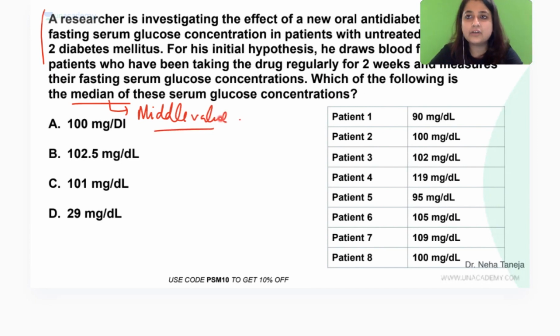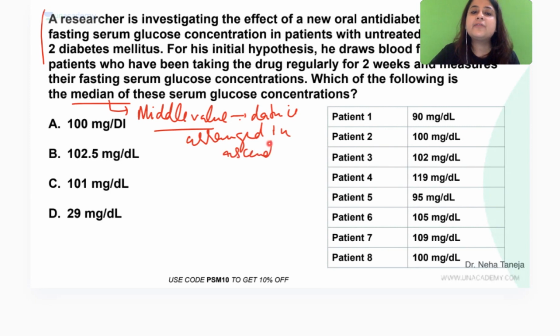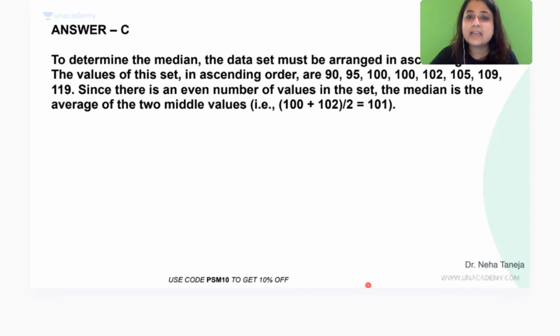Is median a measure of central tendency or a measure of dispersion, everybody? Central tendency, mean, median, mode, they are the measures of central tendency. Very good. So here it is the middle value when data is arranged in ascending or descending order. How many of you arranged it in the ascending or descending order? Whichever order you arrange, you have to first arrange it into ascending order. So to determine the median, the data must be arranged in ascending or descending order. The values of this set, this is how you're going to arrange it.